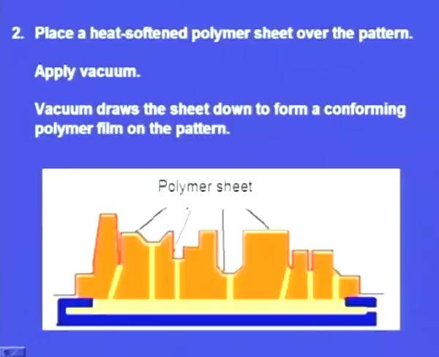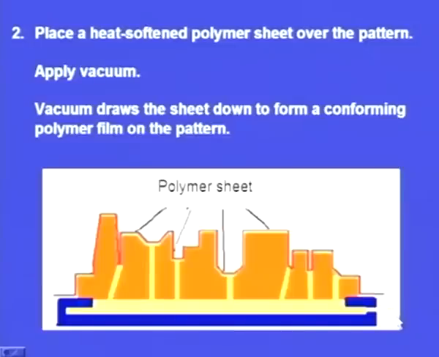After softening the polymer sheet by heat, we have to place it over the pattern like this. Here we can see this red colored one, that is the strong polymer sheet, and at the end we have to seal it. Now there is a vacuum line. Through the vacuum line we have to apply vacuum.